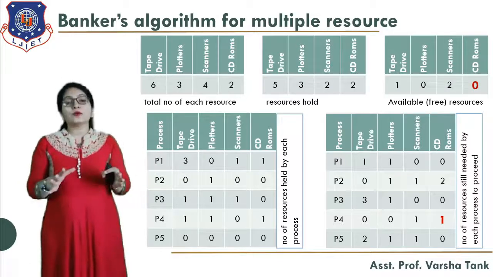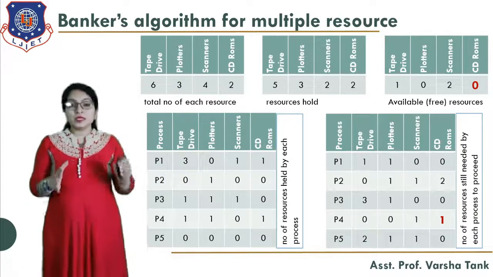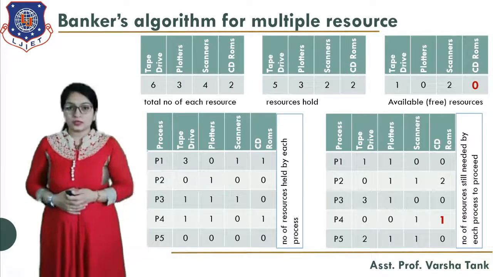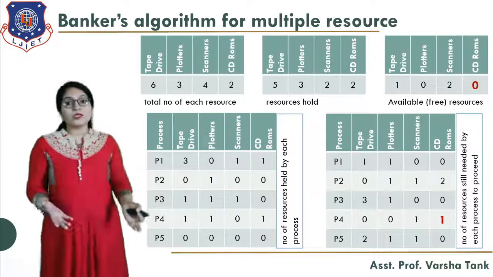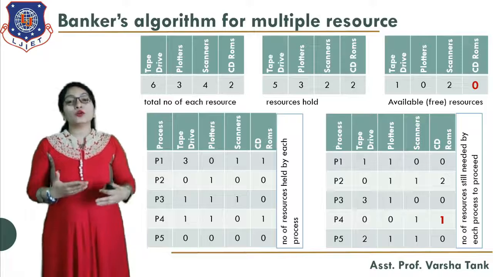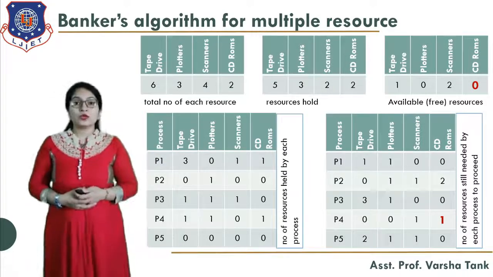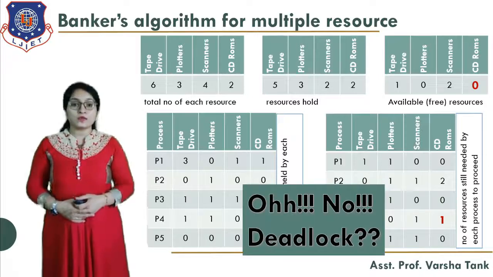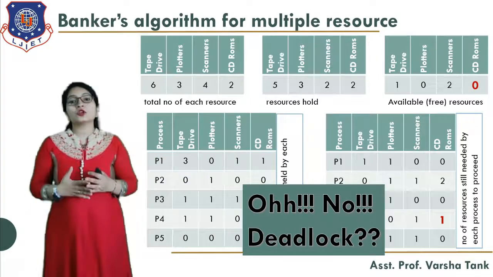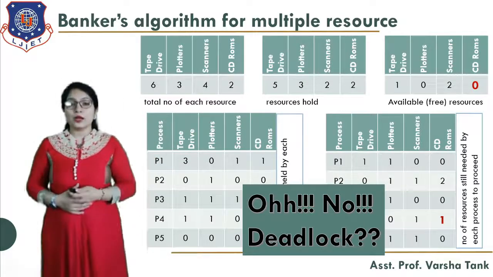So no process can complete its task. Here we can say there is a deadlock in the system. So if any request comes for any process which leads to deadlock, we have to deny that request, so we can avoid the deadlock. So we cannot fulfill the request of each and every process, and it will lead to the deadlock.